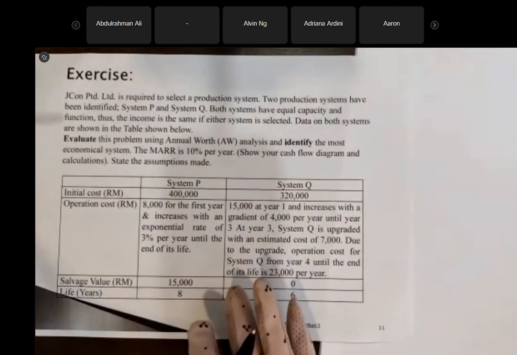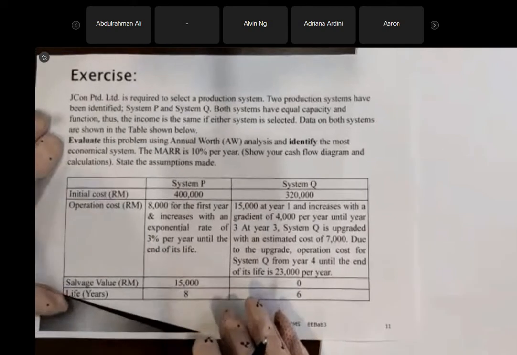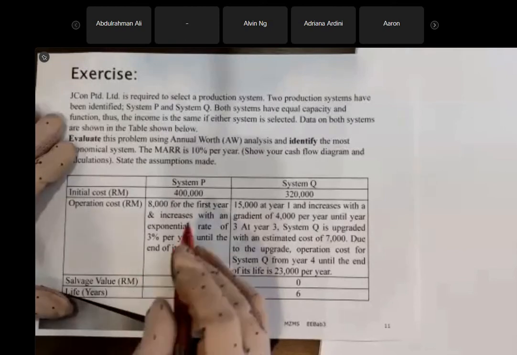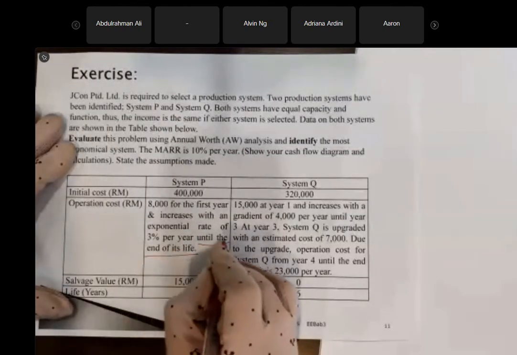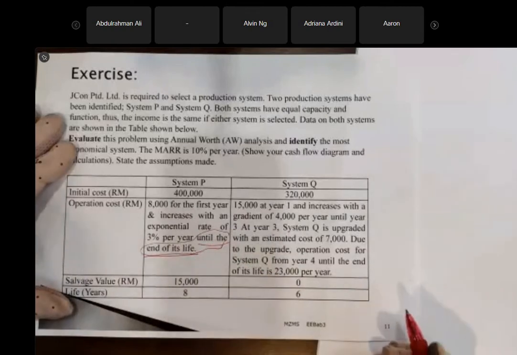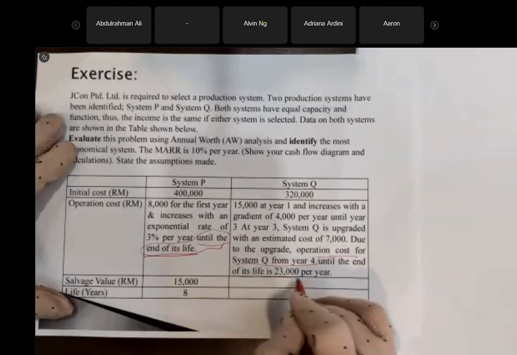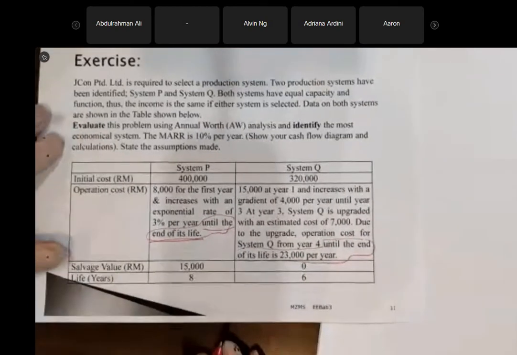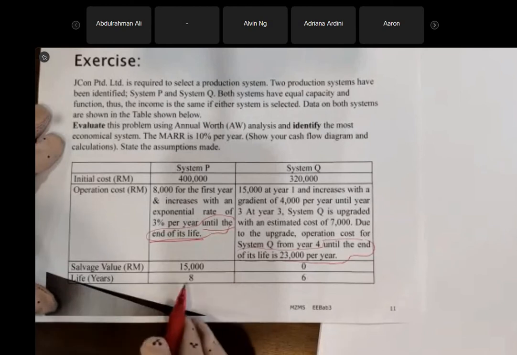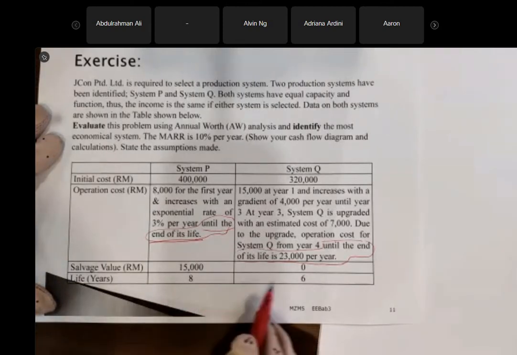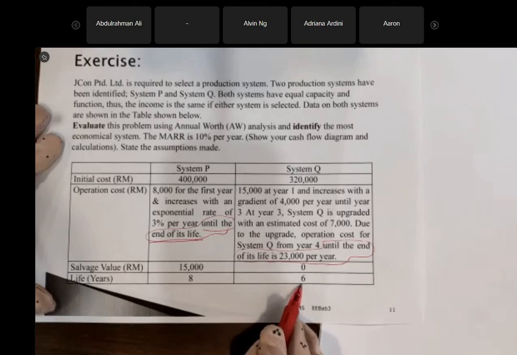Simple. Okay. Still the same. The tricky part is until the end of its life. Until the end of its life. But the life is mentioned here. It is year 8. Year 6. The question says year 6, not year 8.